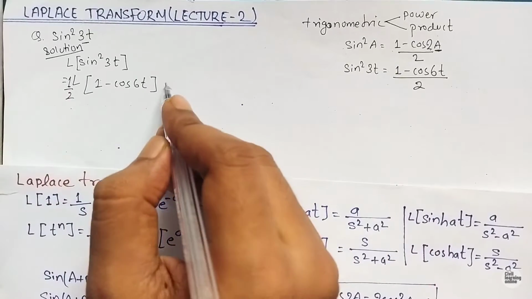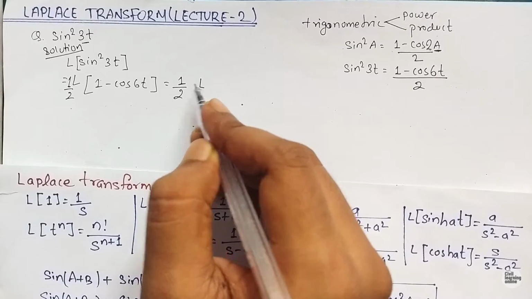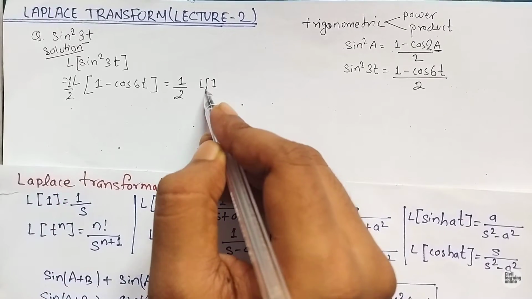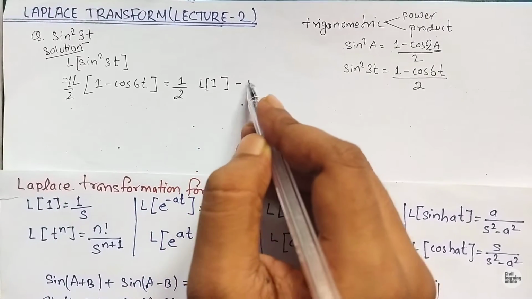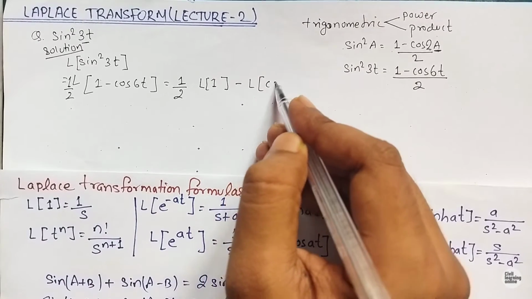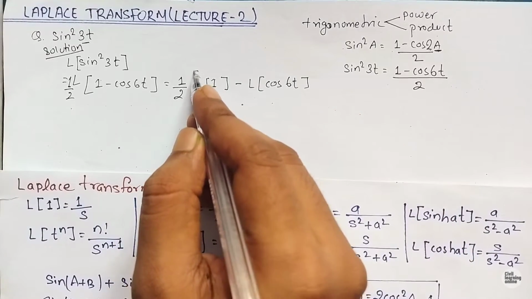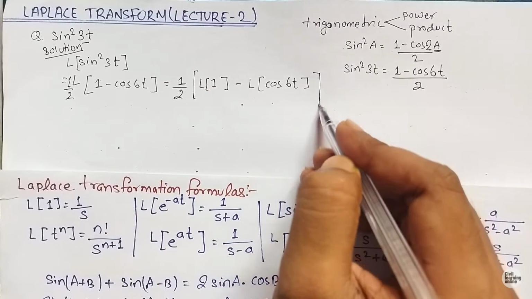Now we can rewrite it as 1 upon 2 times [Laplace transformation of 1 minus Laplace transformation of cos 6t], and put the bracket here.